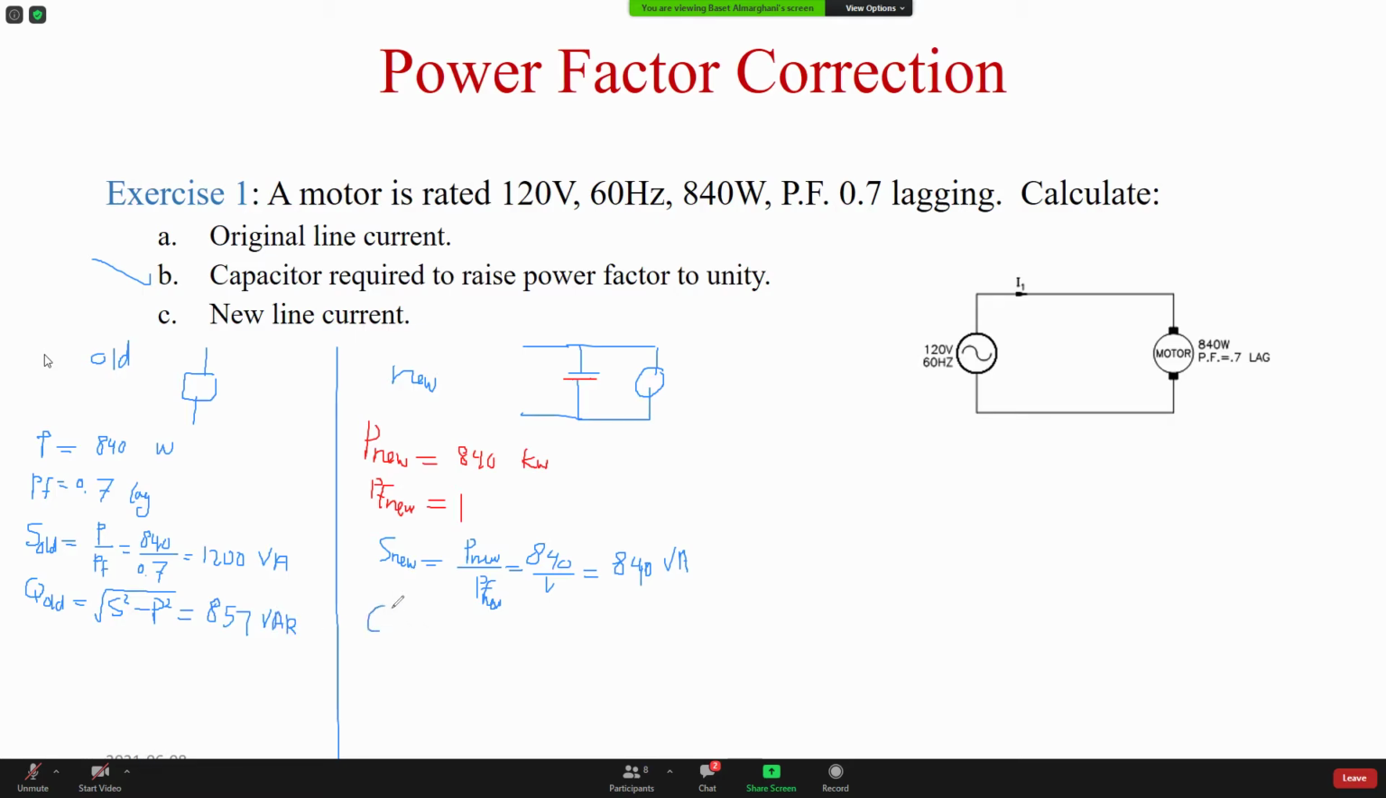So the same for Q new, I'm gonna do the same procedure. So now it is the square root of S new squared minus P new squared.